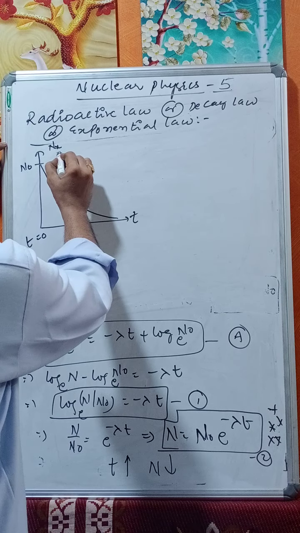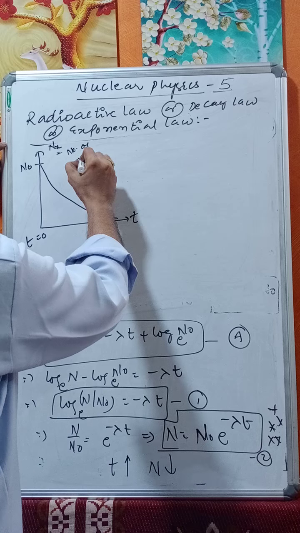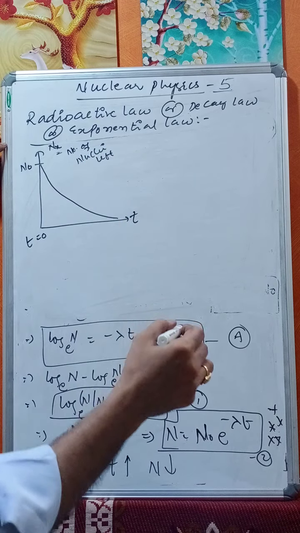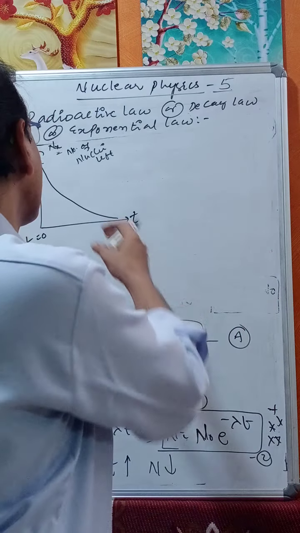You can see here that nx is nothing but the number of nuclei left. The number of nuclei left is decreasing. If 100 nuclei are there, they become 90, 70, 60 like that. The number of nuclei are decreasing.